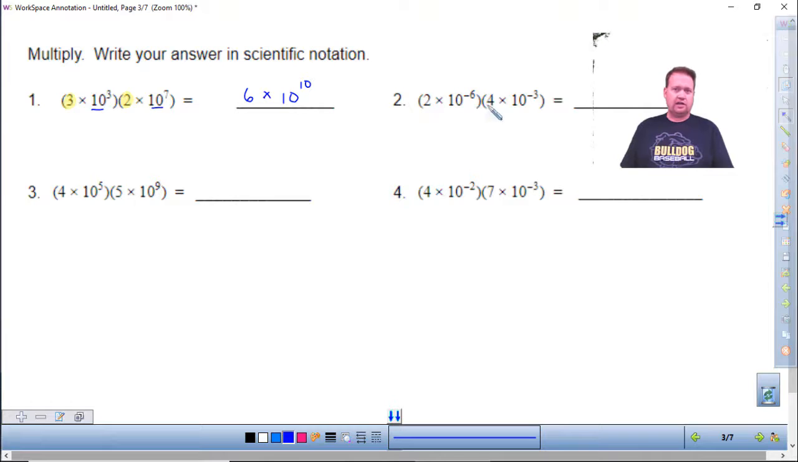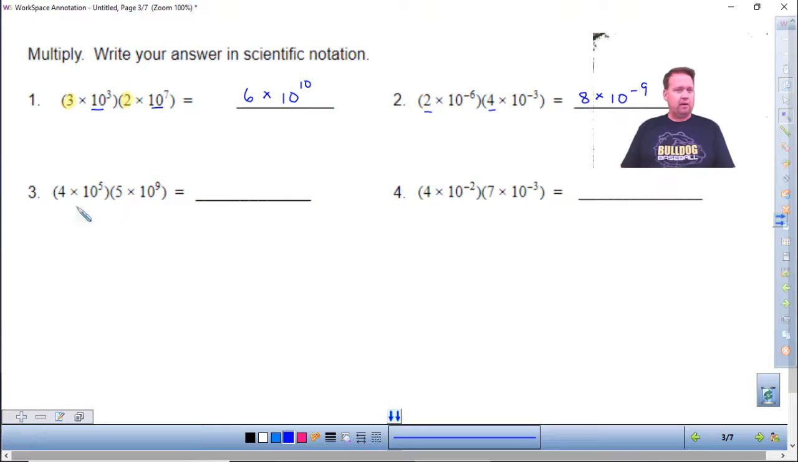So let's take a look over here. Again, we take the numbers out front, a 2 and a 4. Multiply, after all, it's an 8. And then the exponents get added up. That's a negative 6 and a negative 3. That adds up to negative 9.